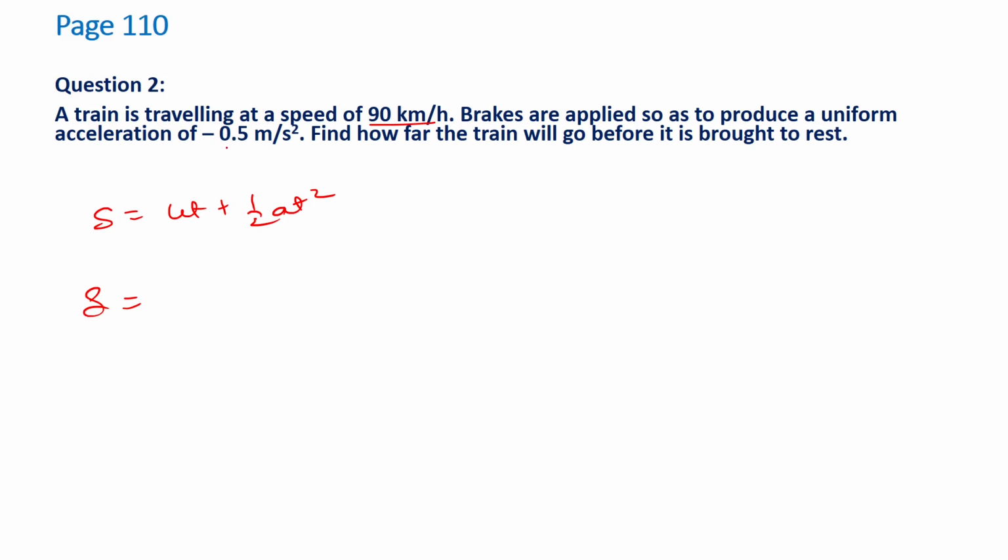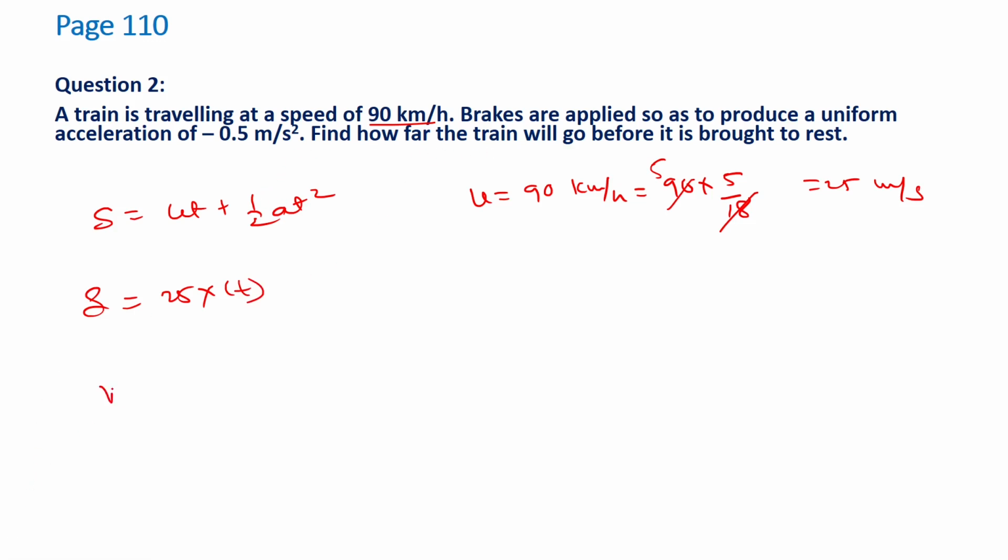So the negative acceleration is there, the retardation is there. Initial speed is 90 km per hour. We have to convert this initial speed of 90 km per hour into meter per second. So 90 multiplied by 5 by 18 gives 5 times 5, which is 25 meter per second. We would put the value 25 and the value of time, but the time is not given in this question, so we cannot use this formula.